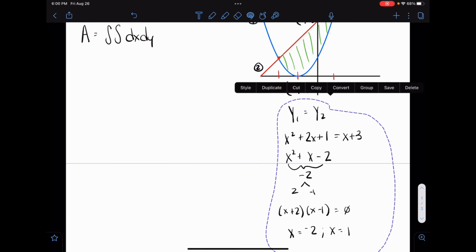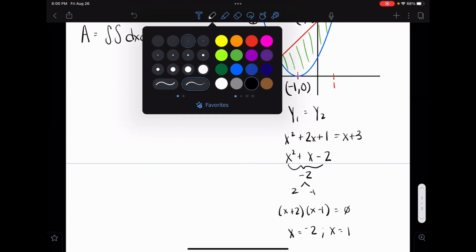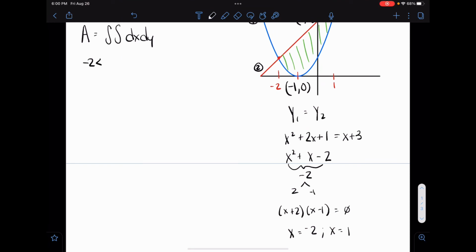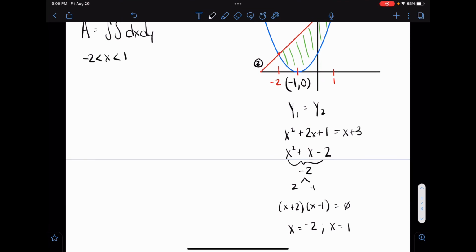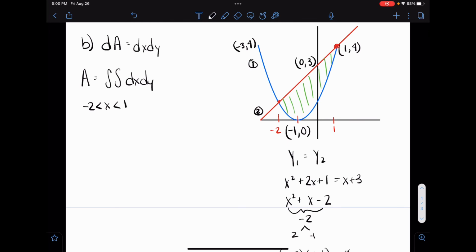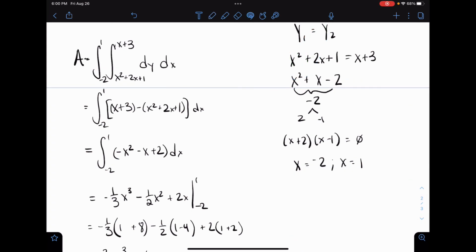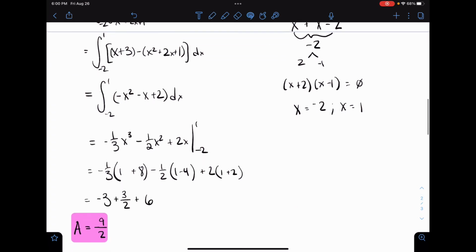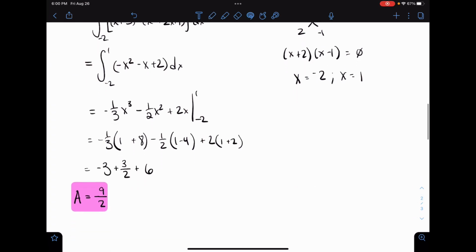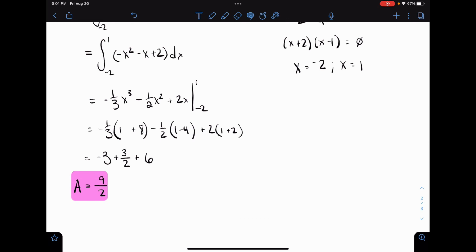Now using these two numbers, we know that our x limit is going to be negative 2 to positive 1, and then our y's are just going to be our equations. So the shaded region, our quadratic, is the lower limit, so x squared plus 2x plus 1 is less than y, which is less than x plus 3. Okay, here's the fully set up integral, and you can go ahead and watch how I solved it, and we get an answer of A equals 9/2.